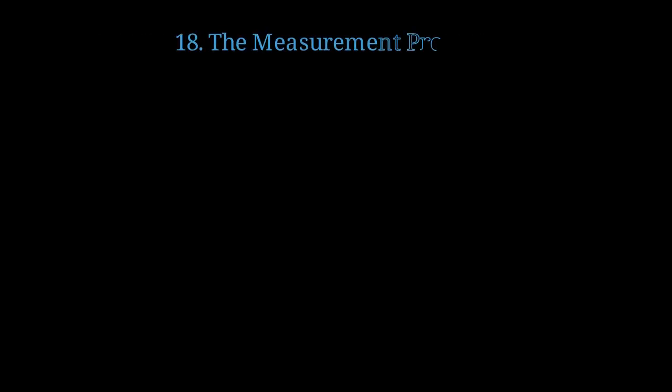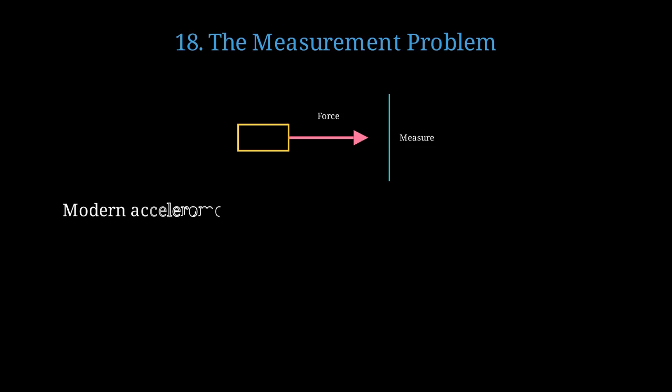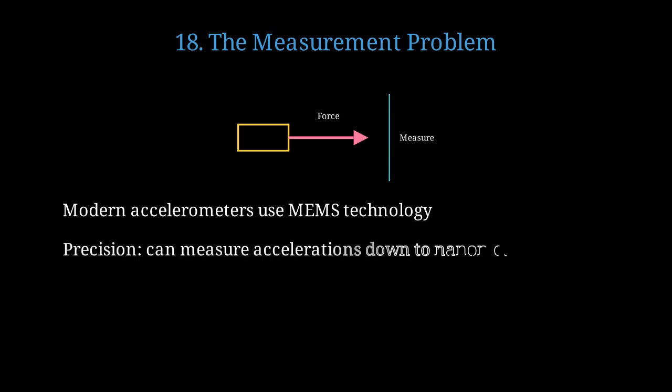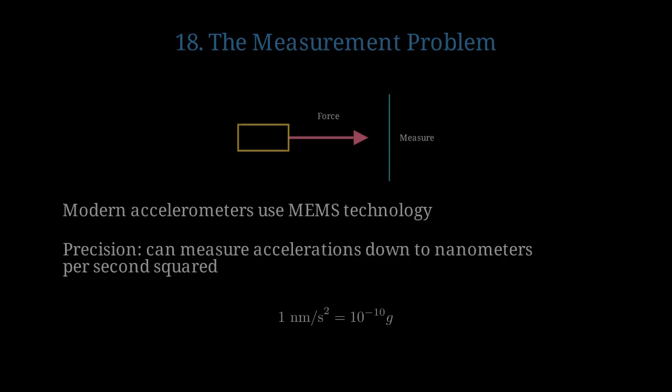A practical question: how do we actually measure inertia experimentally? We measure inertia by applying known forces and measuring the resulting acceleration with sensors. Modern accelerometers use microelectromechanical systems to detect tiny accelerations. They can measure accelerations as small as nanometers per second squared. That's 10 to the minus 10 times Earth's gravity, incredibly sensitive.